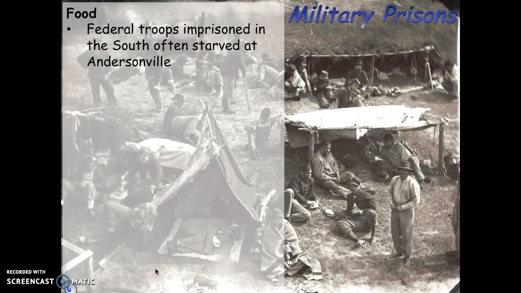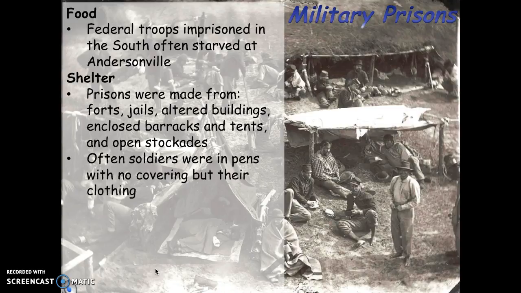Okay, let's talk about military prisons. Both sides of the war, the North and the South, took prisoners of war, and they had prison camps. Federal troops imprisoned in the South were often starving because the South was struggling to feed its own soldiers, so they weren't going to use what little resources they had to take care of Northern soldiers that they kept as prisoners. They had very little shelter.